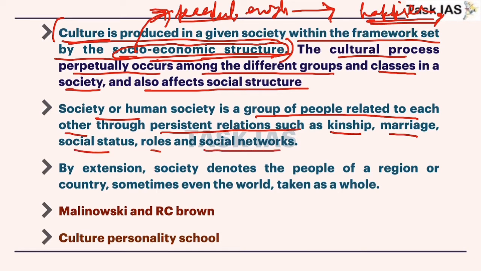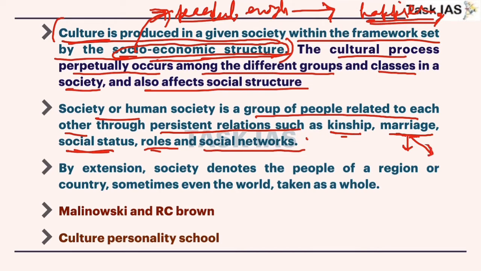Now it is mentioned that every society has different institutions like kinship, marriage, and status and roles of different individuals. But how these institutions work depends on culture. Whether marriage is monogamy or polygamy depends on culture. Again, that relationship. By extension, society denotes the people of a region or country, sometimes even the world taken as a whole.